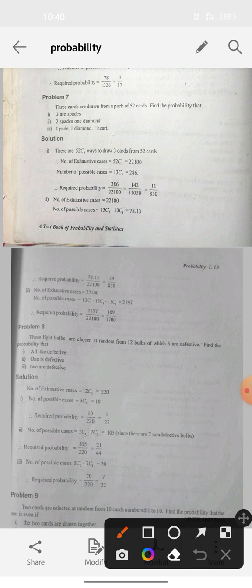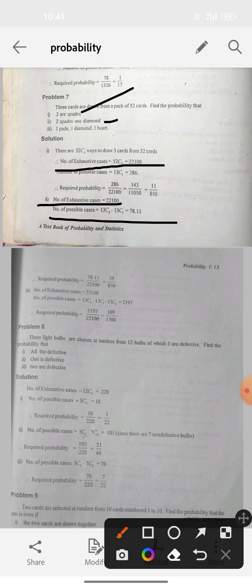Now coming to the second bit, 2 spades and 1 diamond. The sample space, the number of exhaustive cases, will not change at all. It will remain the same for every bit. Only the possible ways will change. The number of possible ways is: 2 spades, from 13 cards we have to select 2, so 13C2, into, from 13 diamonds we have to select 1, so 13C1. After dividing you will get the answer.